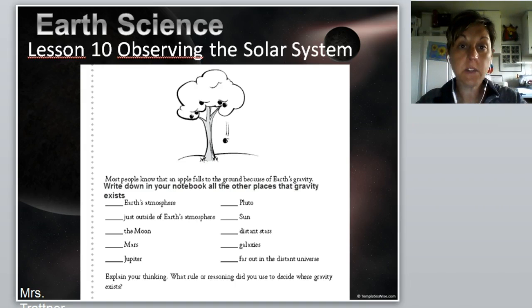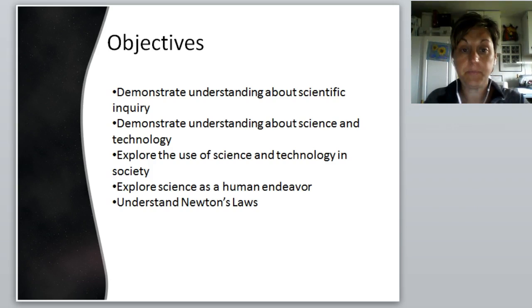In our previous lesson, we talked about the different planets, the inner and the outer planets, and some of their characteristics. In this lesson, we're going to be looking at some additional information and a little bit of a historic view of the solar system.